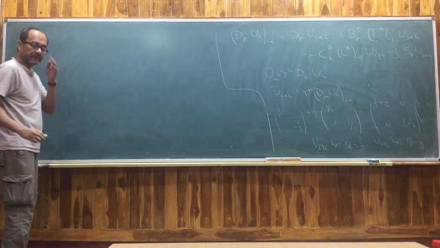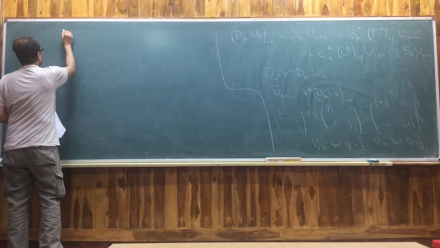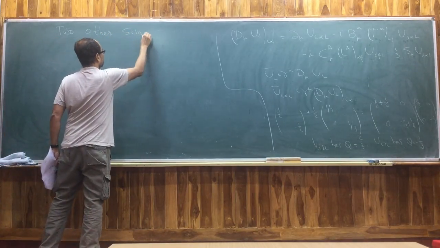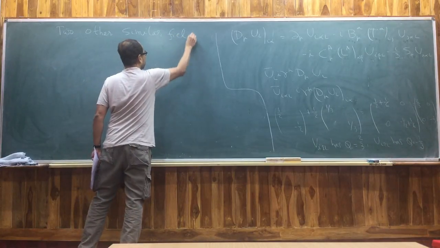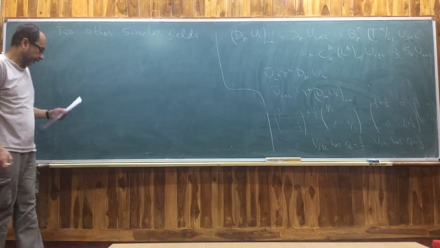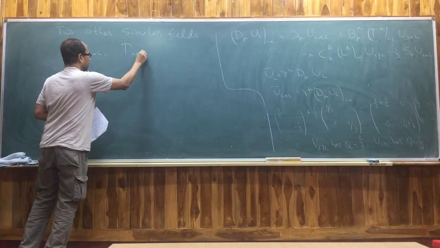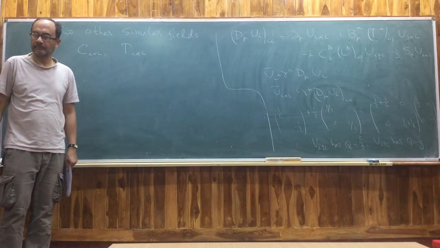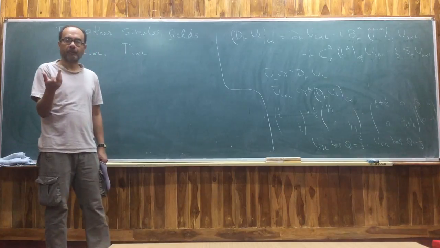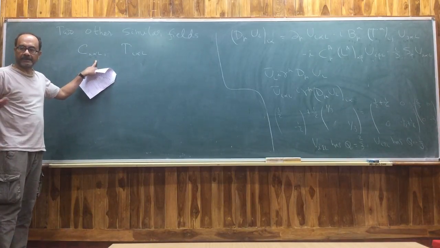Now there are two other fields like this. Let me write down two other fields. By similar I mean they also transform in the triplet of SU(3), doublet of SU(2), and have the same hypercharge, that's 1/3. So those are called C_i^alpha L and T_i^alpha L. Just like for the U_i^alpha L, U_i1 represented the up quark, U_i2 represented the down quark. Similarly, C_i1 and C_i2 will represent the charm quark and the strange quark.